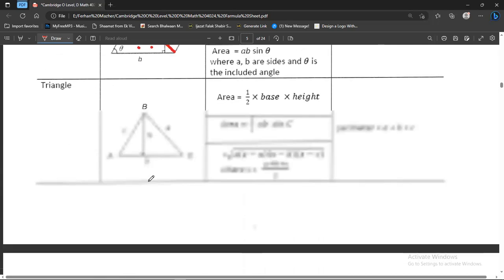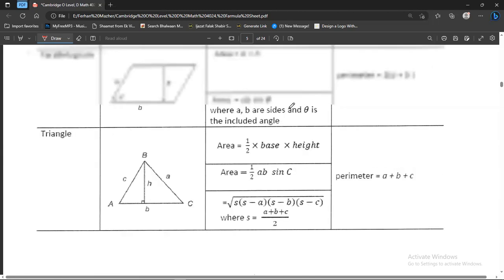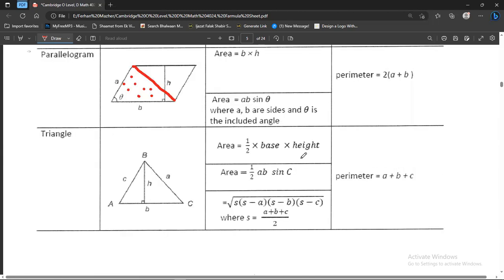The triangle. There are two formulae for finding the area of the triangle. One is 1/2 into base into height. If you know this is the base, the height will be the perpendicular coming from the third vertex onto that side. So 1/2 into base into height: if you know the base and height, you can find the area.